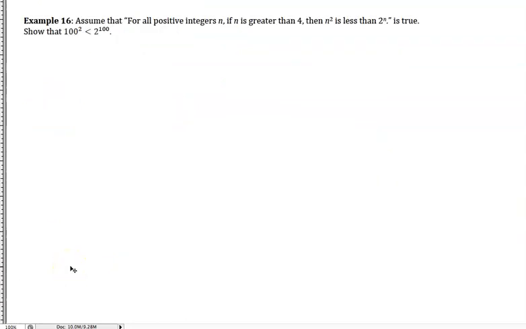Okay, let's do one more. So we want to prove that these premises lead to that conclusion. We have for all positive integers n, if n is greater than 4, then n squared is less than 2 to the n. That is true, so that's a premise. Show that 100 squared is less than 2 to the 100.